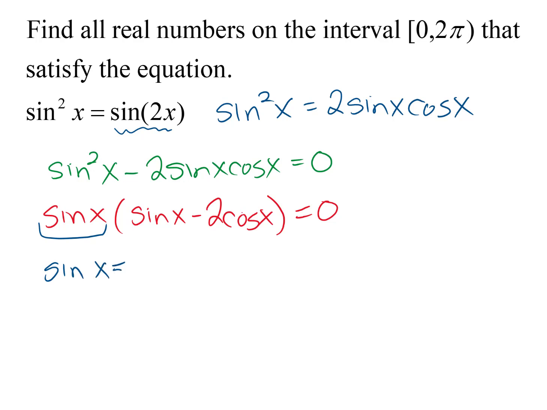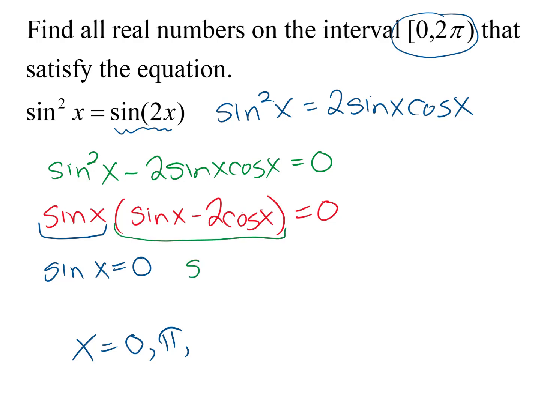Sine x equals 0. And I need to think of when is the sine 0 on one loop around the circle, 0 to 2 pi. And the sine is 0 at 0 and at pi. Now I'm going to take the other factor and put it equal to 0. See what I can do with it.